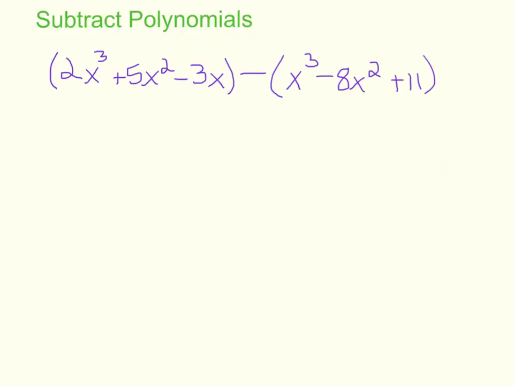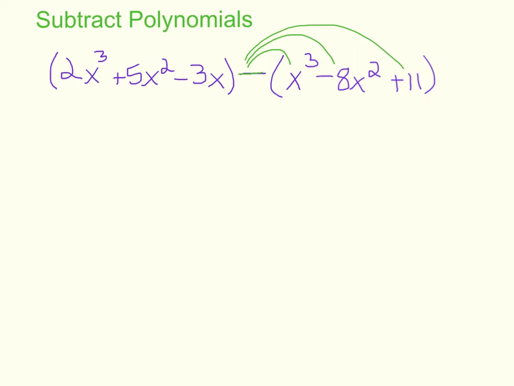Alright, so now we are subtracting polynomials, and it's the same idea that we're combining like terms, but there's an extra step when we have to subtract. So our two polynomials, 2x to the third plus 5x squared minus 3x, and then we're subtracting x to the third minus 8x squared plus 11. And what we need to do is if you're subtracting, you have to think that you're subtracting each of those terms. So an easy way to do this is think about distributing the subtraction sign as a negative sign to all the terms in the second polynomial.